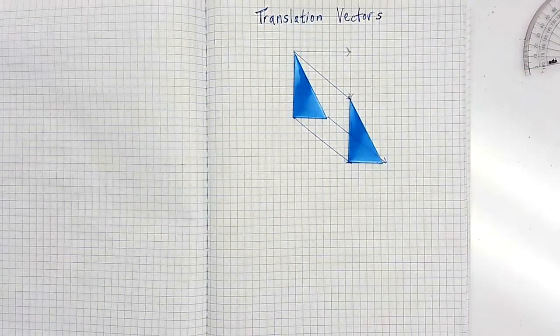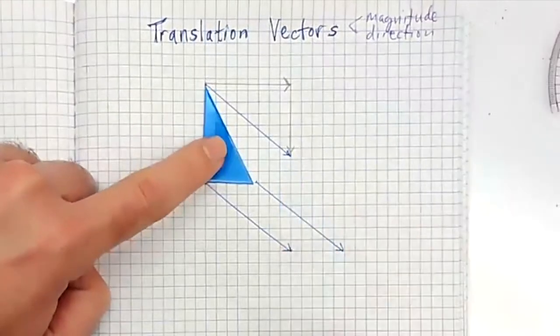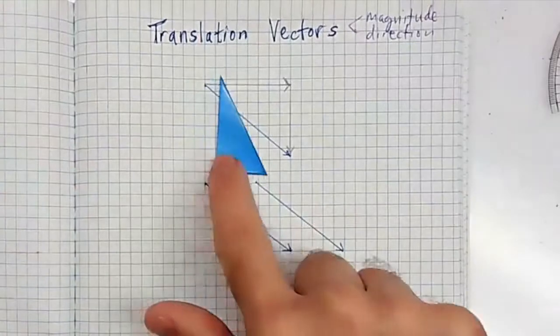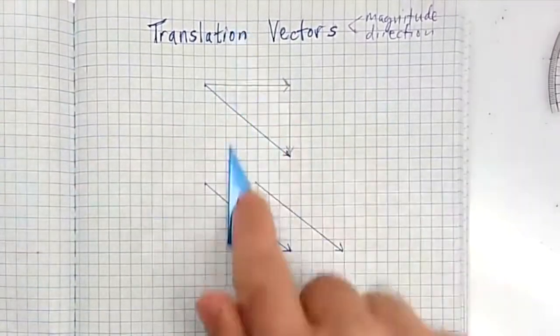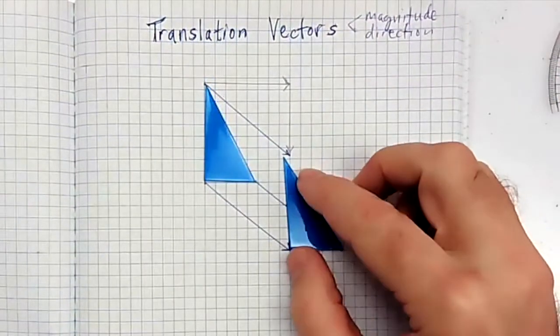Vectors, right? Using vectors for a translation. Remember that vectors have both magnitude and direction. When we have an object and we want to translate it, we can do horizontal translations, we can do vertical translations, but when we do a diagonal translation, it's easier to represent it as a vector.